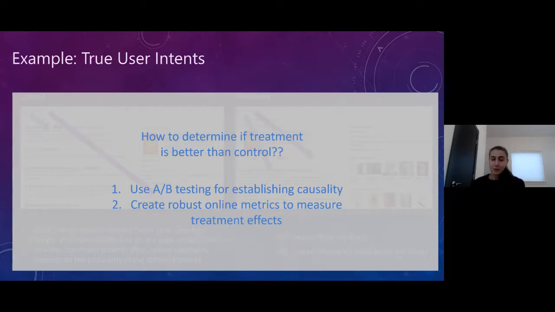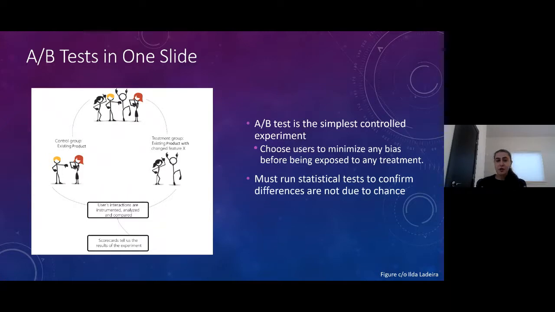So before we dig deeper into online metrics themselves, I want to talk a bit more about A/B testing and really introduce it in just one slide. A/B testing is really the simple controlled experiment that we have. You take your user population and divide it into two groups, what we call the control group and the treatment group. The control group will see the existing product as is, while the treatment group will see exactly the existing product with that one change, the feature X that you want to test, and everything else is kept the same so that it's a controlled experiment.